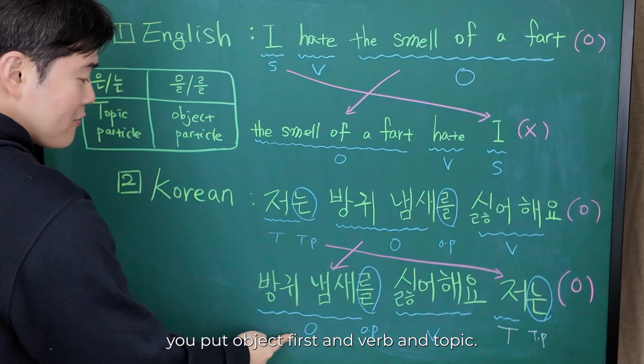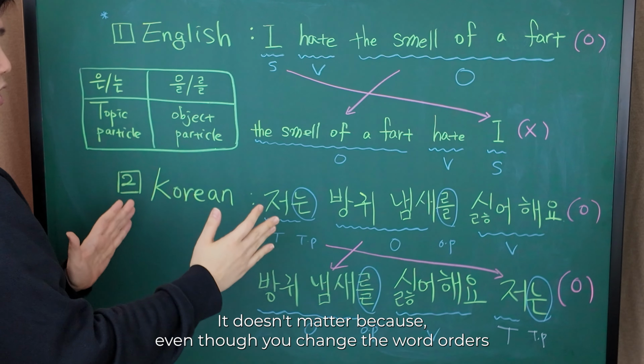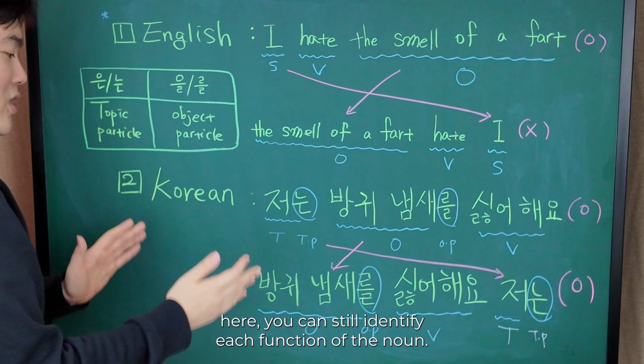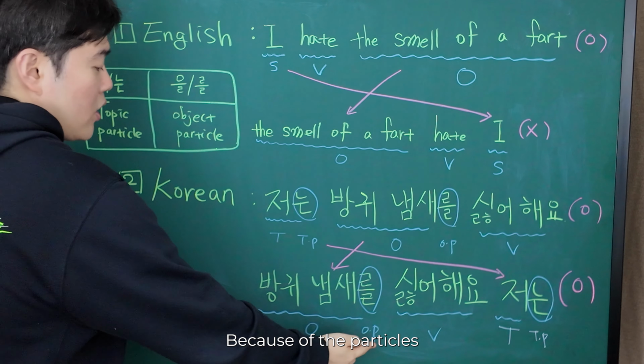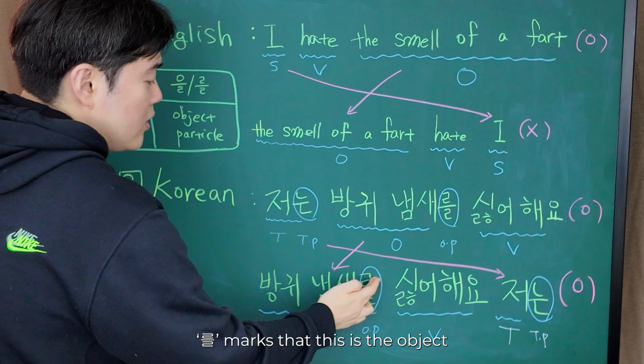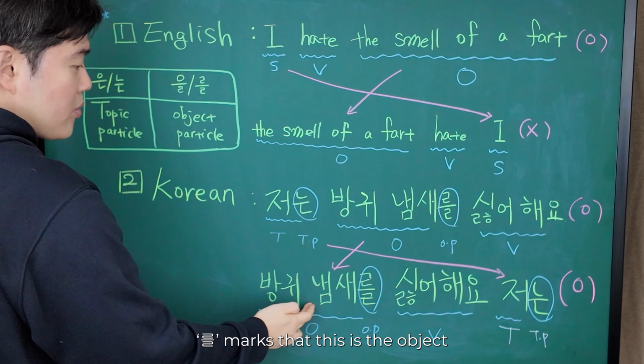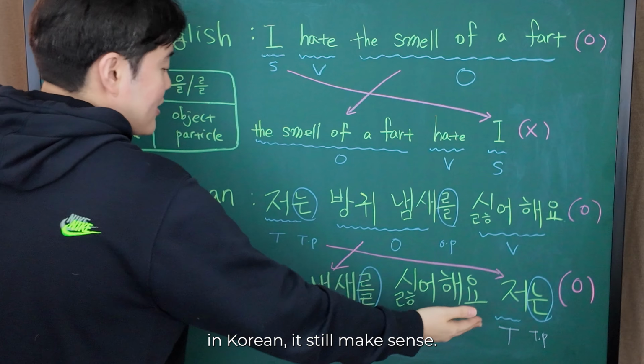It doesn't matter because even though you change the word order here, you can still identify the function of each noun because of the particles. 를 marks that this is the object, and 는 marks that this is the topic of the sentence. So no matter how much you change the word order, in Korean, it still makes sense.